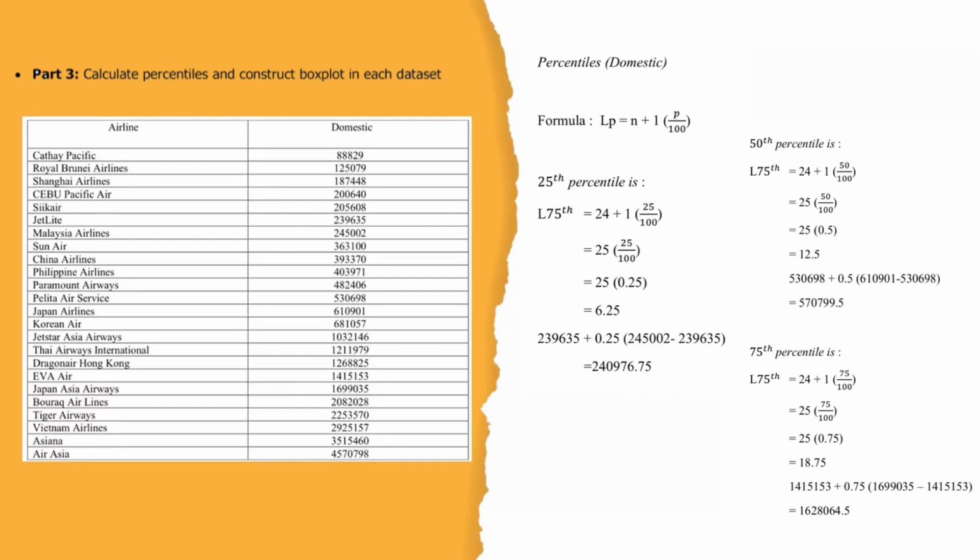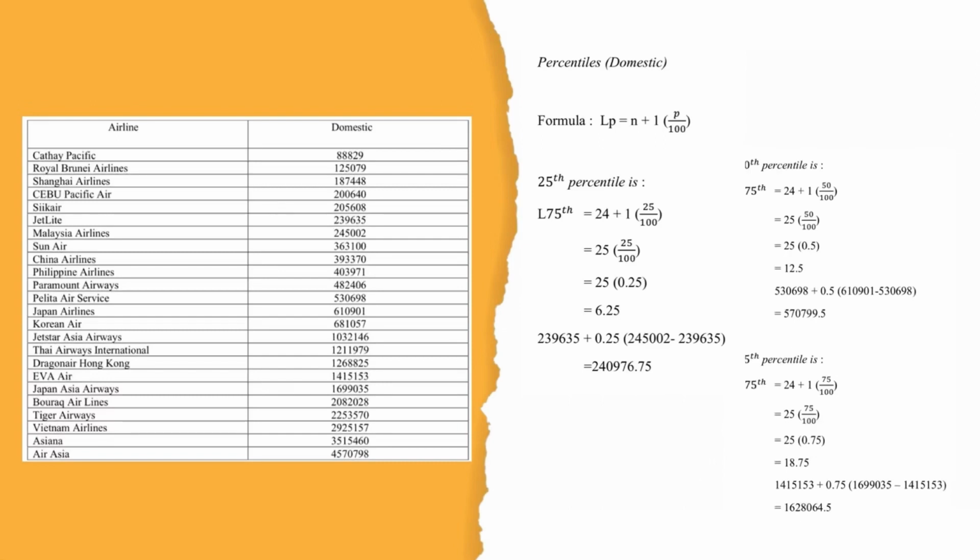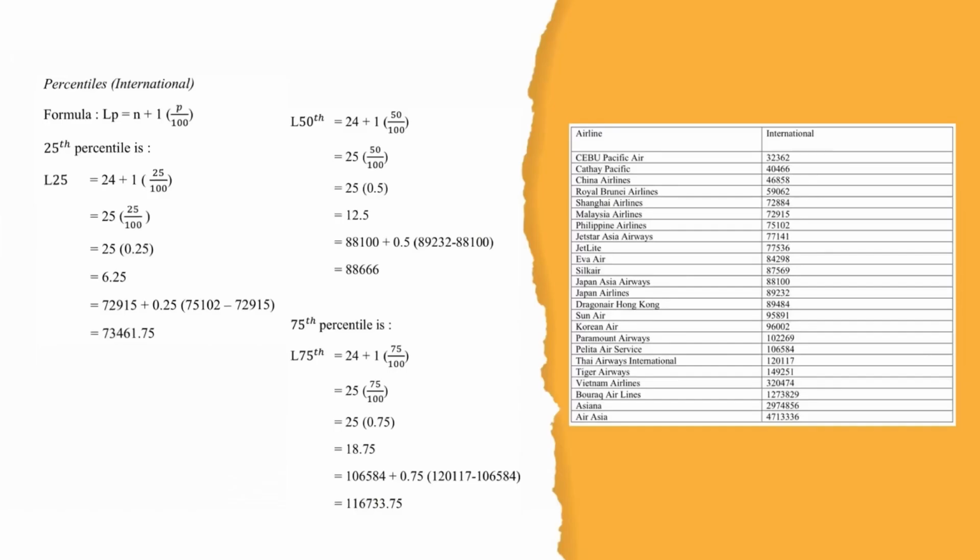I will continue with part 3, calculate percentiles and construct box plots for each dataset. To find the domestic percentiles, we use the formula L_P equals (n plus 1) P divided by 100. The answer for 25% is 240,976.75, for 50% the answer is 570,799.5, and 75% is 1,628,064.5. We will use the same formula to find the international percentiles.